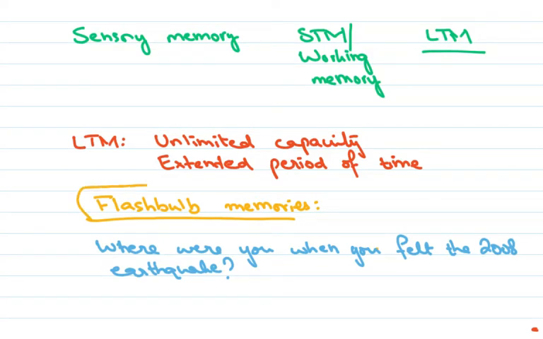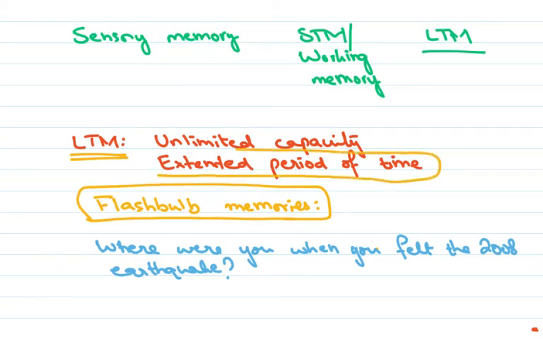And this is seen as evidence that there is a long-term storage, that even though these events happened several years ago, you still remember everything so vividly, right? So it shows that these memories have survived over an extended period of time, and there might be many such memories that you hold in your long-term storage, and therefore we say that it has unlimited capacity, right? So this is basically it for the different kinds of storages.